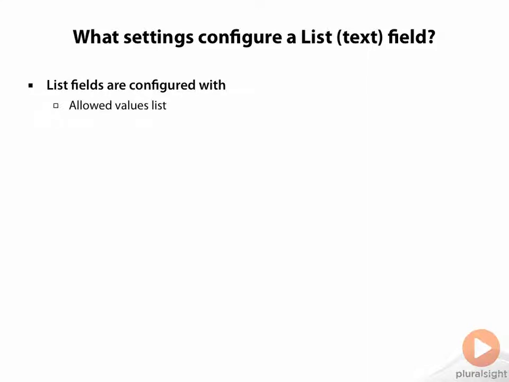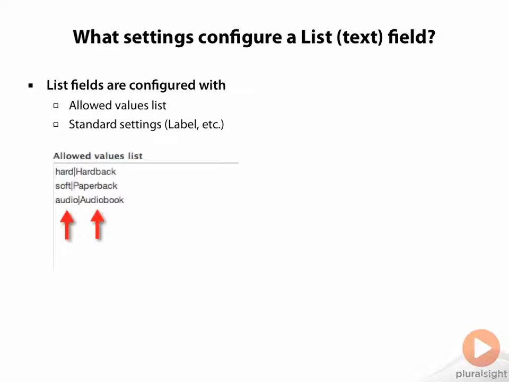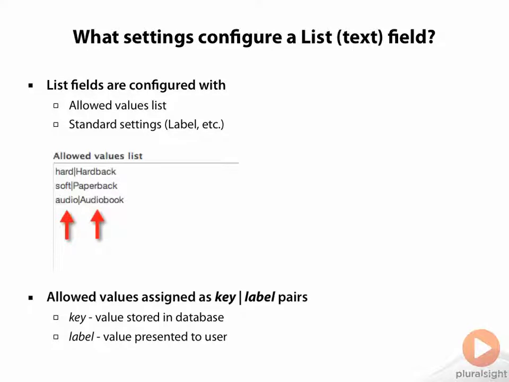Now, to configure a list field, in this case, we'll look specifically at a list text field, you're going to assign an allowed values list, and then the standard settings we've already seen, such as label and so on. Now, this allowed values list is set as a series of key label pairs, where the key is the value that will be stored in the database, and the label is what is presented to the user. Now, if you only provide one value, it will be used as both the key and the label, but you do have the choice to offer both here.